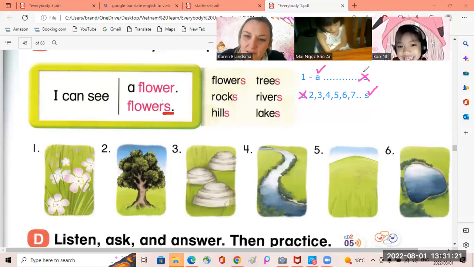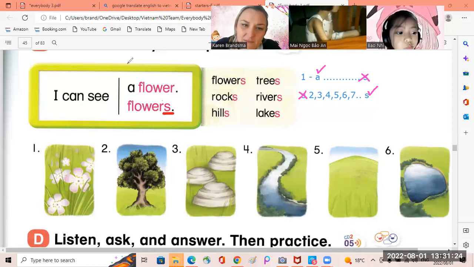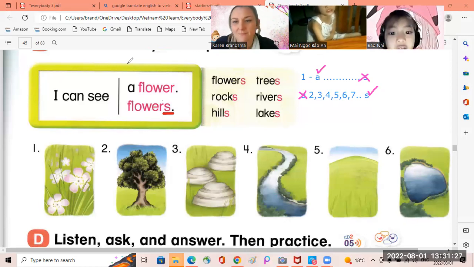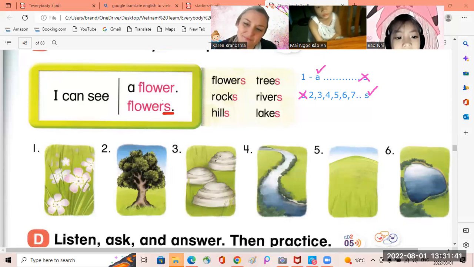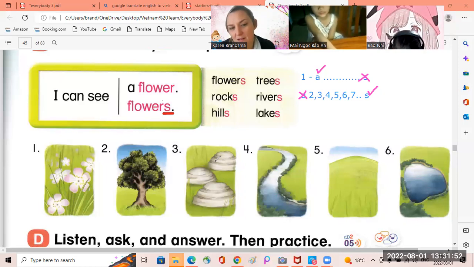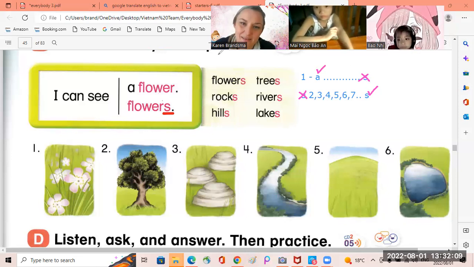Okay, let's try again. Number one, I can see flowers. Number two. I can see a tree. Number three. I can see rocks. Number four. I can see a river. Number five. I can see a hill. Yes. And number six. I can see a lake. Okay.